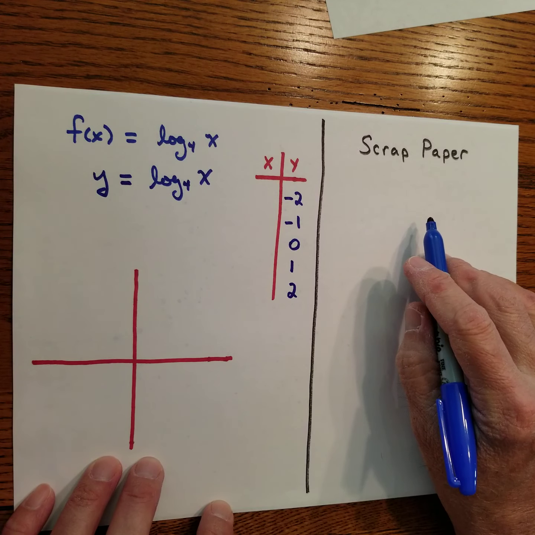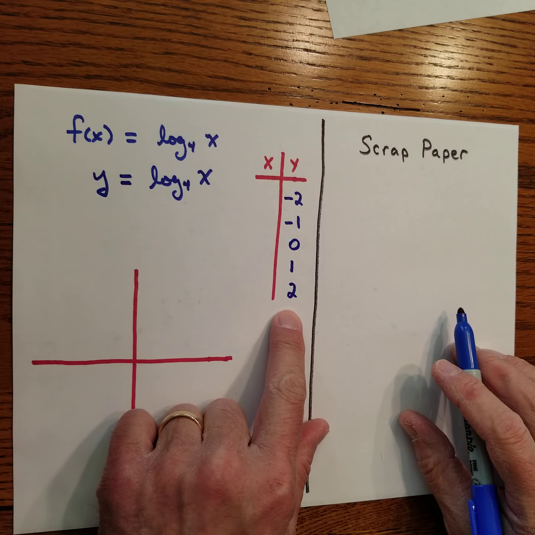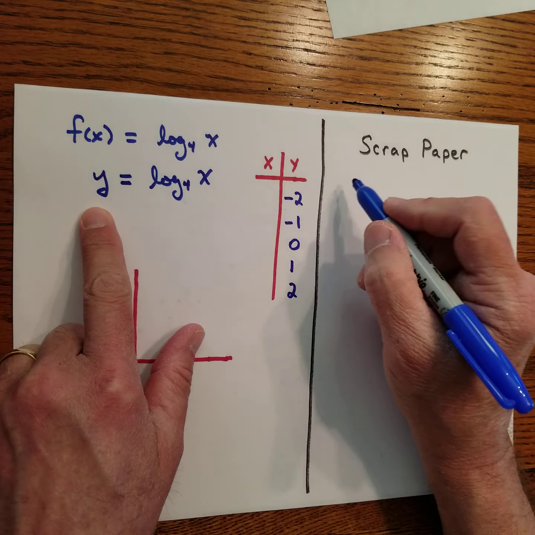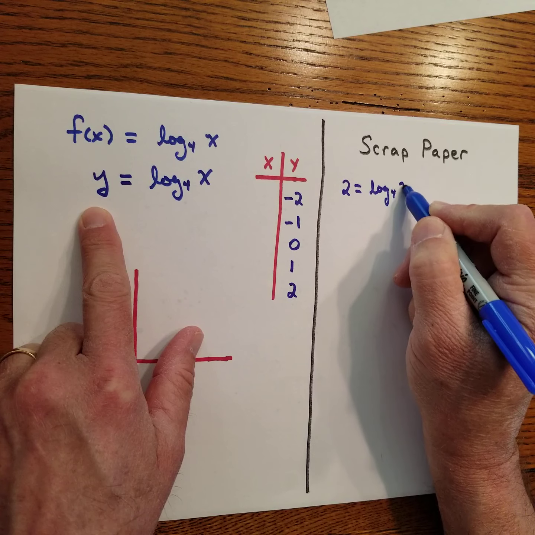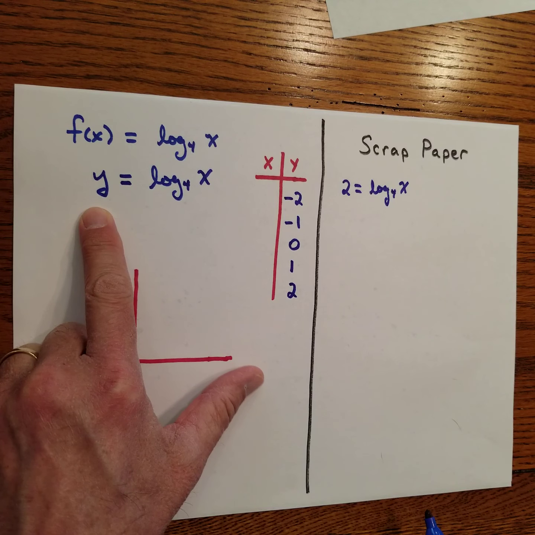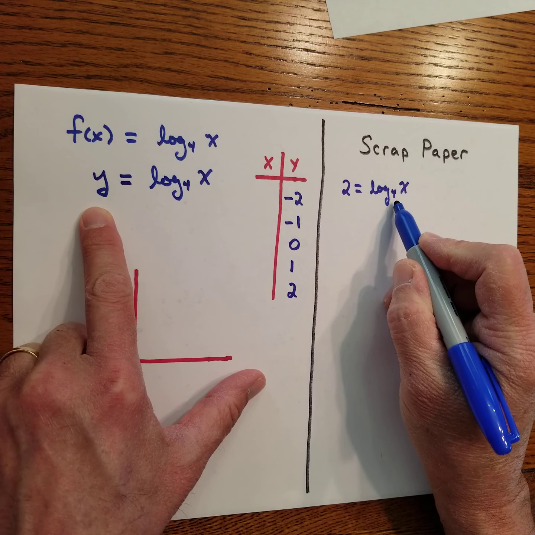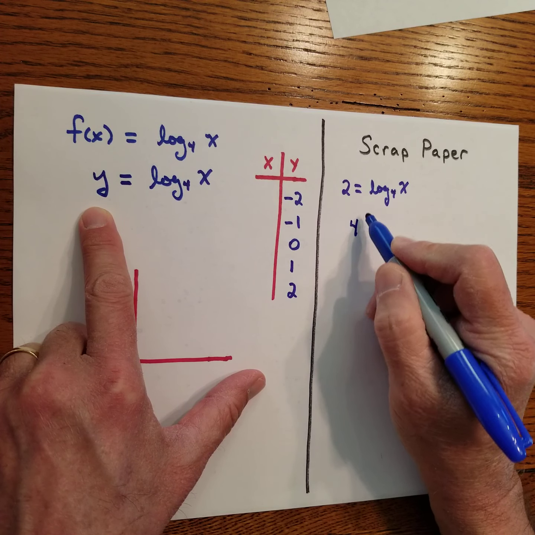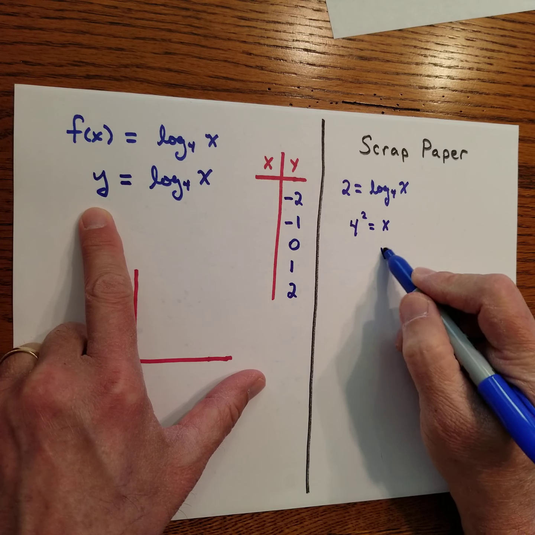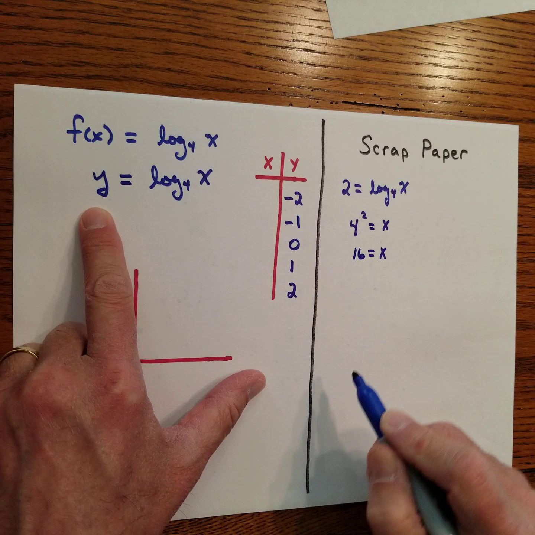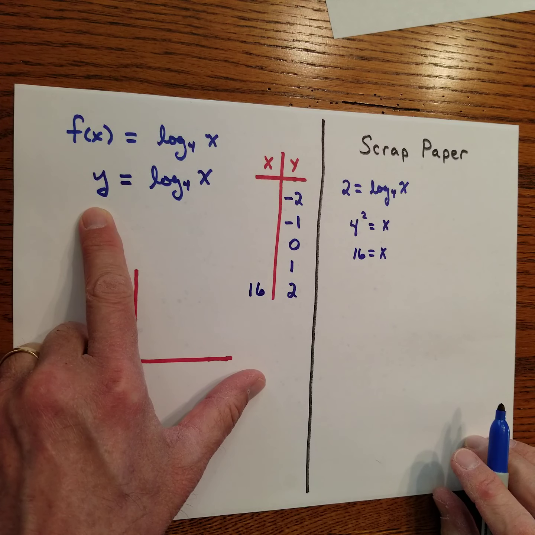Let's use scrap paper to start plugging these in. And I'll plug in the 2 first. If I plug a 2 in for y, then I have to know what x is. Well, remember, this number is the exponent that goes on that 4 and changes it into x. 4 squared is 16. When y is 2, x is 16.